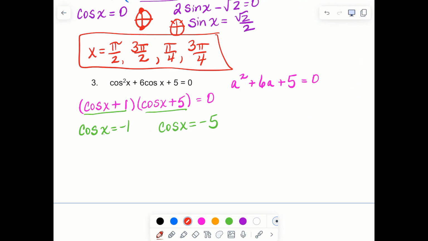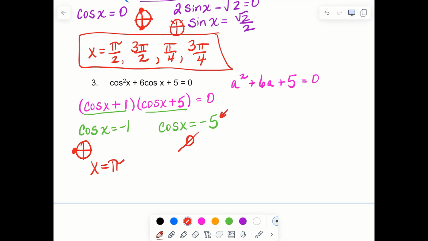Where is cosine -1? So cosine is x. X is -1 right there. So I get x equals pi. Now where is cosine -5? Cosine -5. To do that one, I'm kind of in trouble because cosine can't ever be -5. So it's not that I did my factoring wrong. It's just that it didn't lead me to any answers.